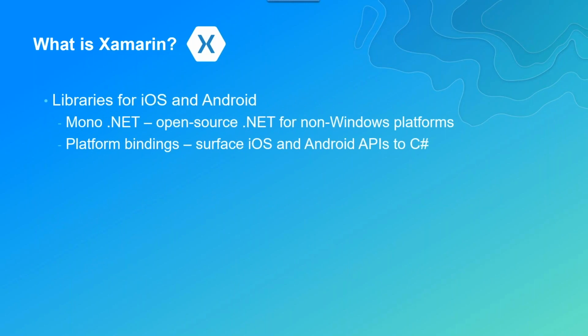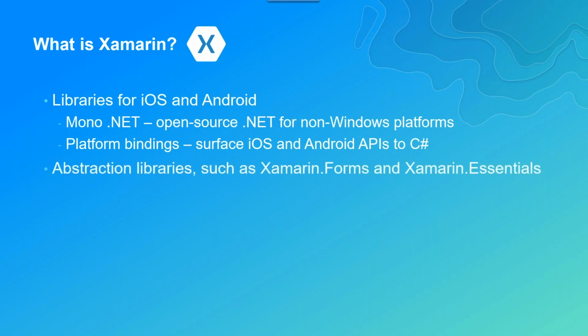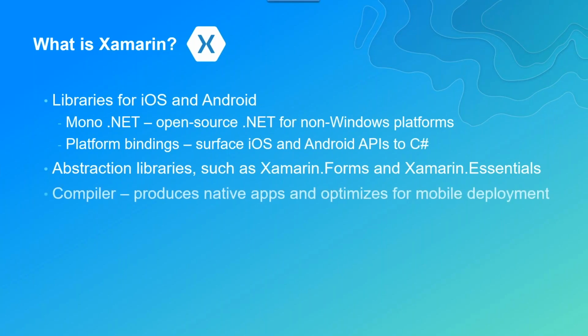So what does Xamarin provide for you specifically? Some libraries for iOS and Android. So Mono.NET, which is an open source version of .NET for non-Windows platforms. This is a project that's been going on for some time, and is now managed by Microsoft as an open source project. Platform bindings that surface the native iOS and Android APIs to C#. Some abstraction libraries, probably the most common ones being Xamarin Forms and Xamarin Essentials. We'll talk a little bit more about those in a bit.